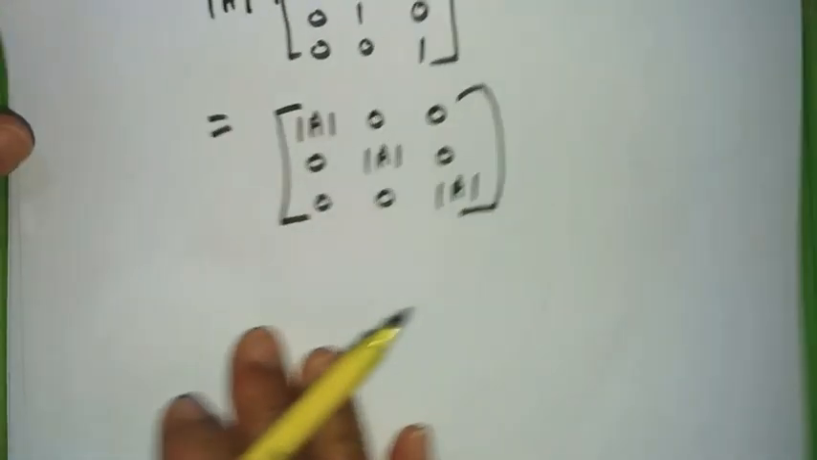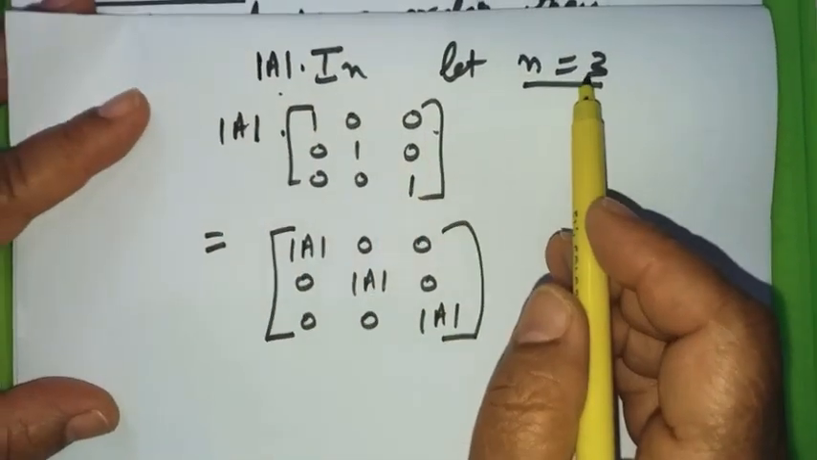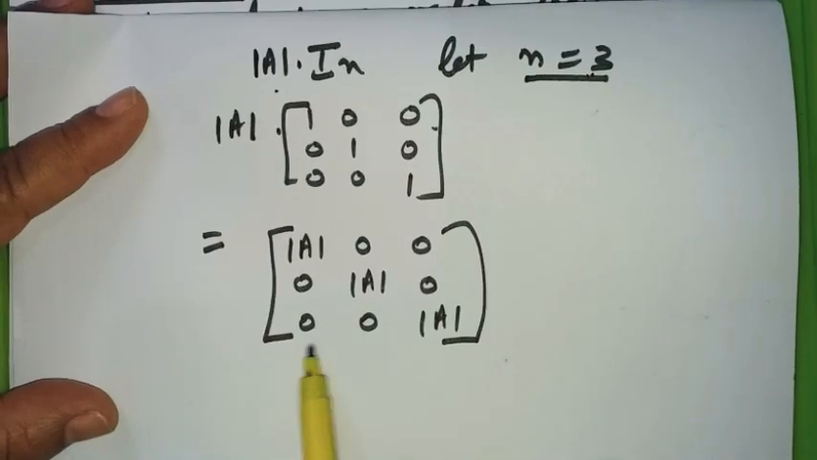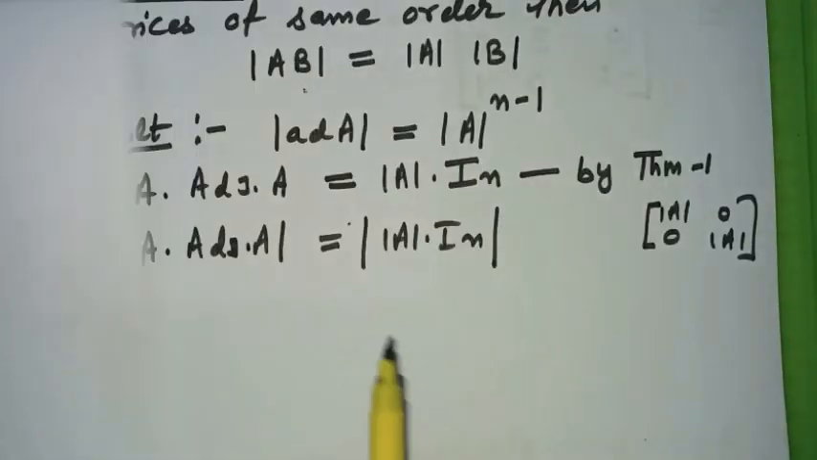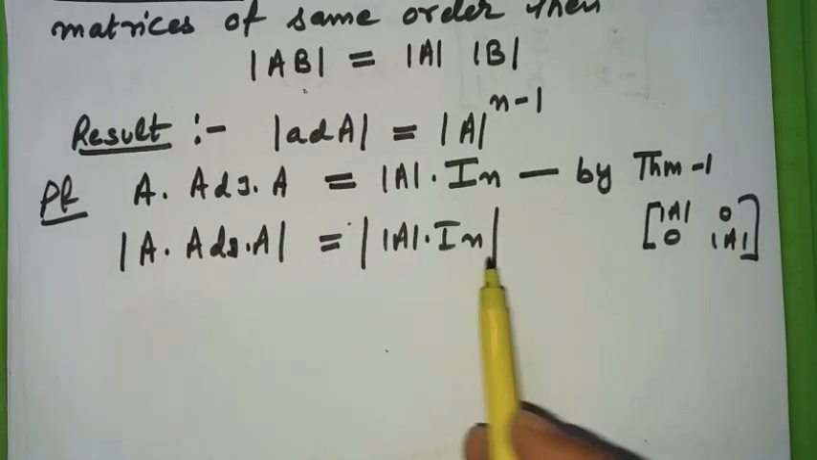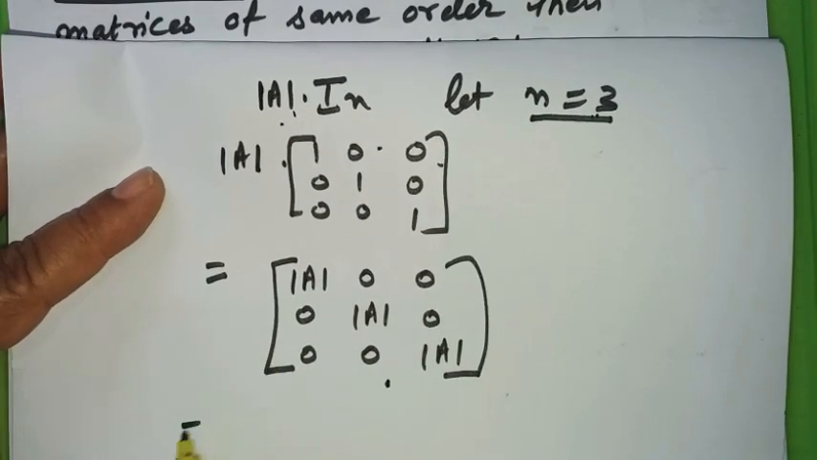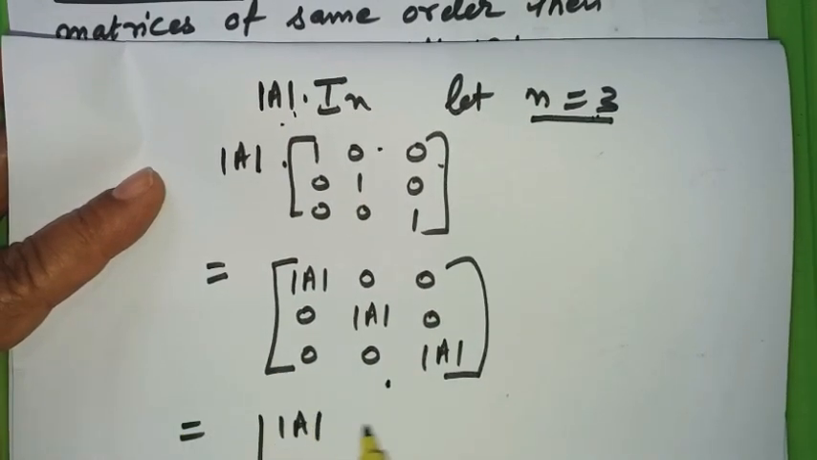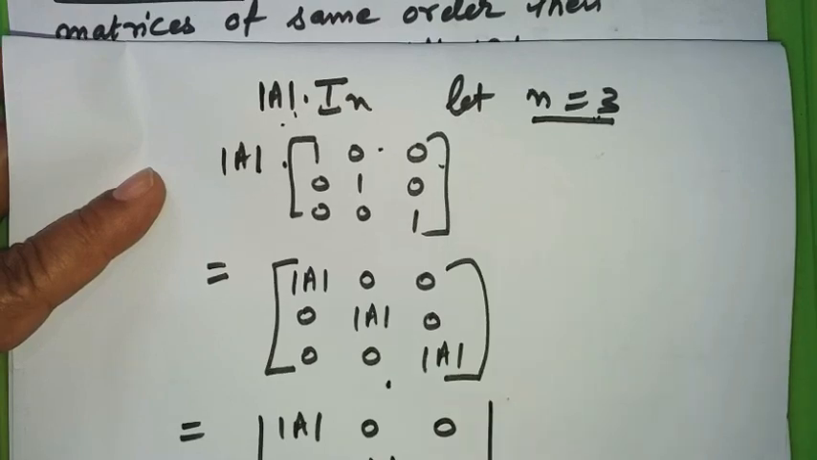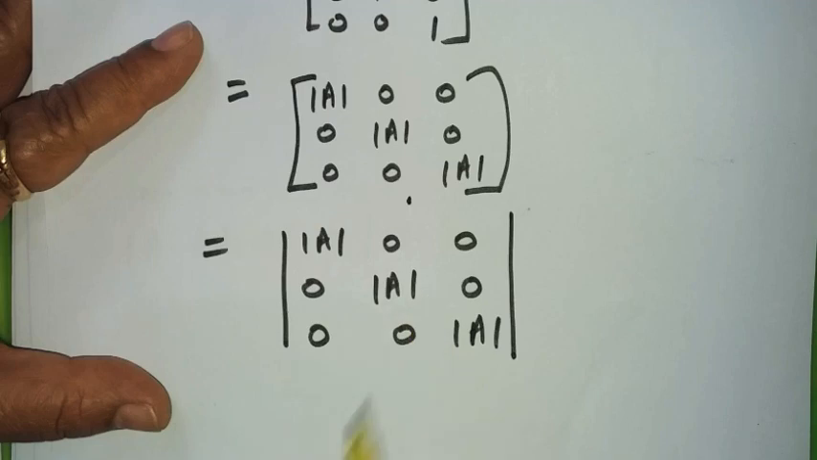I have already shown you the determinant of A into In for n equal to 3. So it is going to be this matrix. In your proof you are taking the determinant of the whole of determinant A into In. If I take its determinant, it will become the determinant with rows: determinant A, 0, 0; 0, determinant A, 0; 0, 0, determinant A. So you get a third order determinant which is of this type.